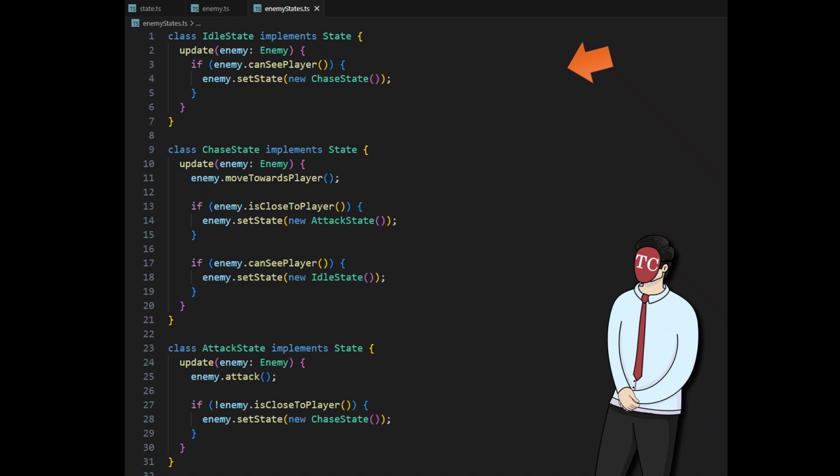These are some examples of states: the idle state, which checks if the player is nearby for changing the state; the chase state, which moves towards the player and then changes state if close enough; and the attack state, which finally attacks the player.